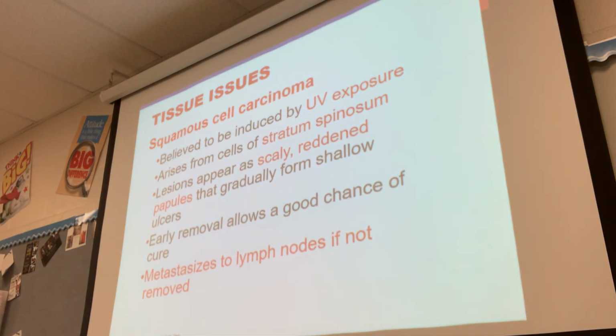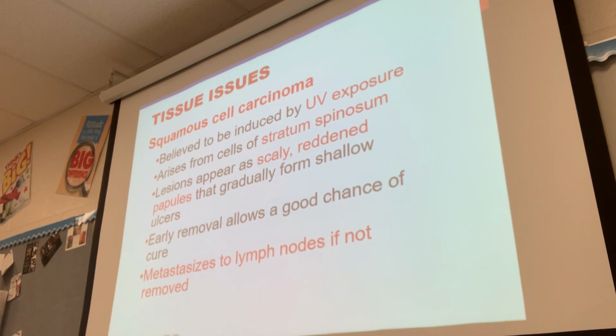All right, so squamous cell carcinoma, the stratum spinosum layer is where this is going to take place. And this one is due to UV exposure. Scaly red papules, sometimes they're going to form like shallow ulcers. And these can metastasize into the lymph nodes if they are not removed. If you remove them early enough, that's good. But if you leave them for too long unchecked, that's when they metastasize. And again, metastasize is what you do not want to hear.